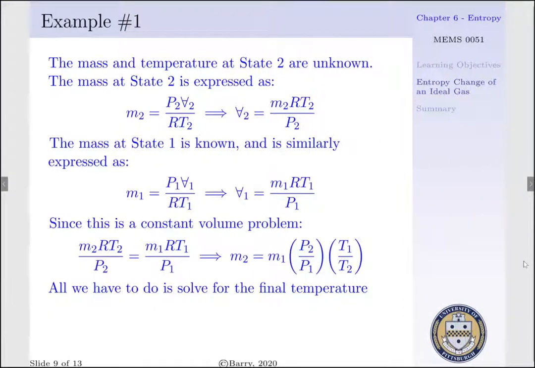The benefit of doing this is we recognize this problem as a constant volume process. That is, if we say our volume at state 1 is equal to our volume at state 2, we can say M2 R T2 per P2 is equal to M1 R T1 per P1. Or our mass at state 2 is equal to our mass at state 1 times the quantity of pressure at state 2 per that at state 1, times the quantity of temperature at state 1 per that at state 2. We know our pressures at state 1 and 2 and our temperature at state 1. All we have to do is find our final temperature.